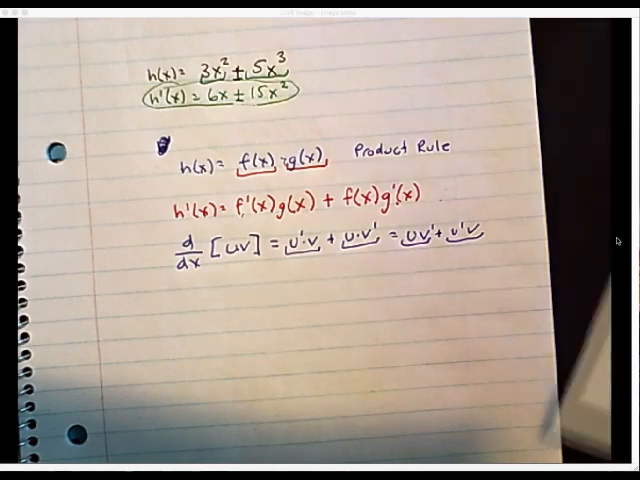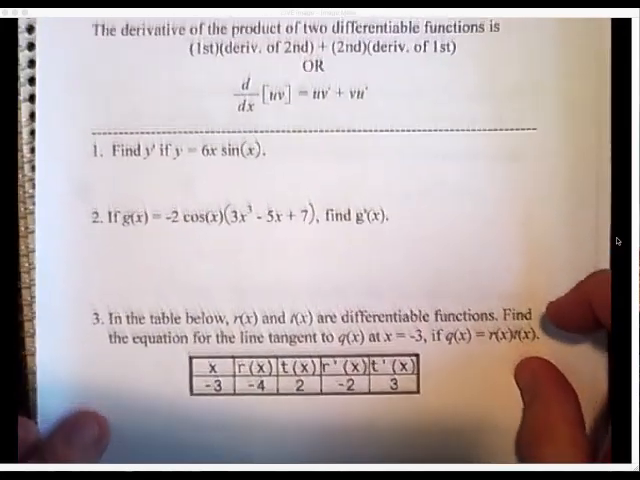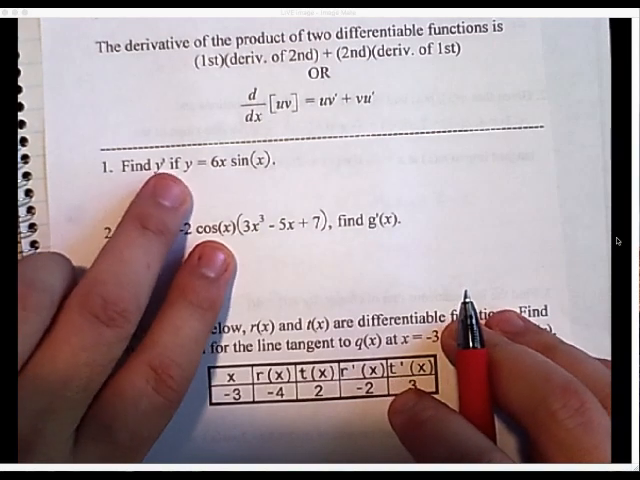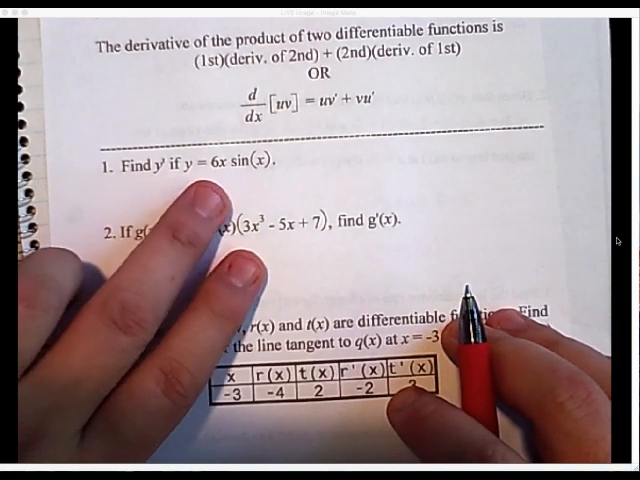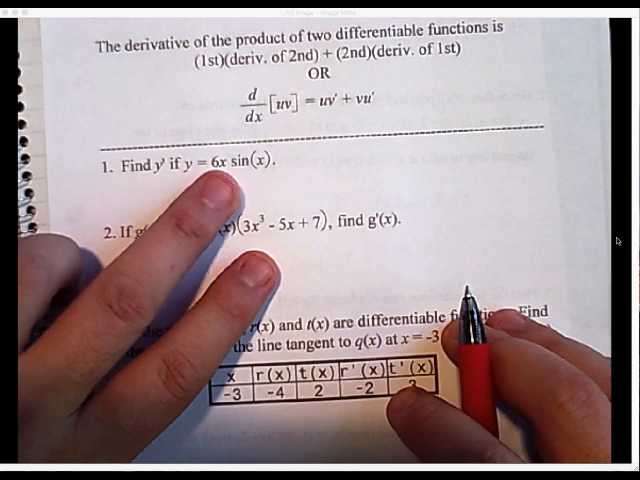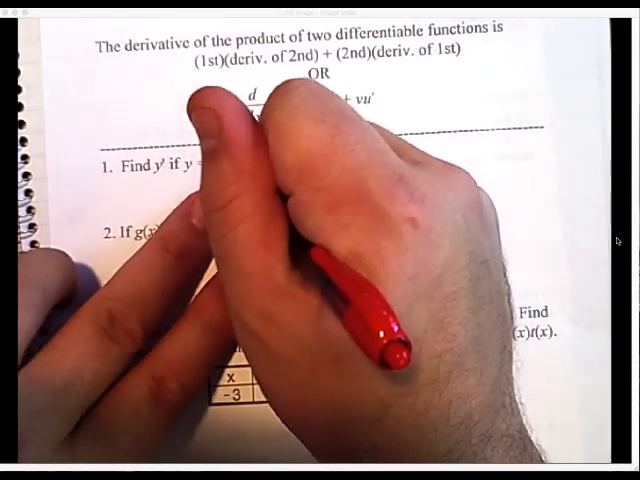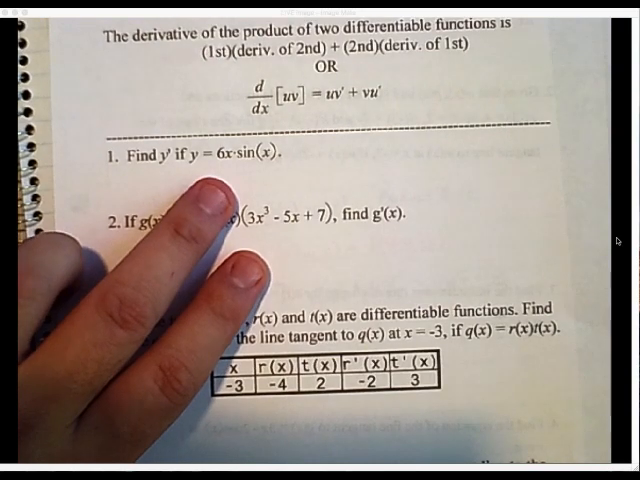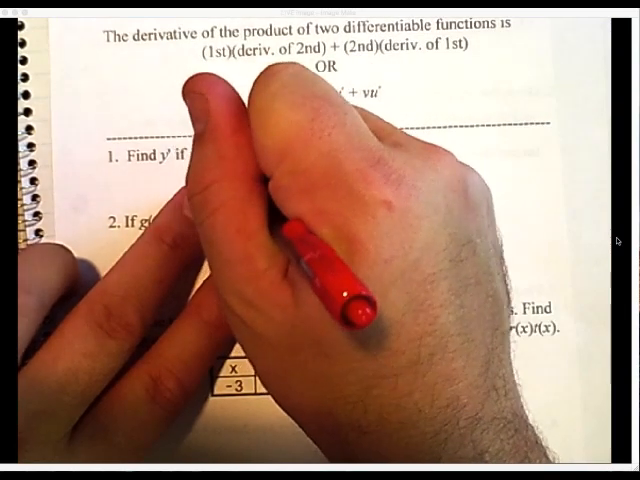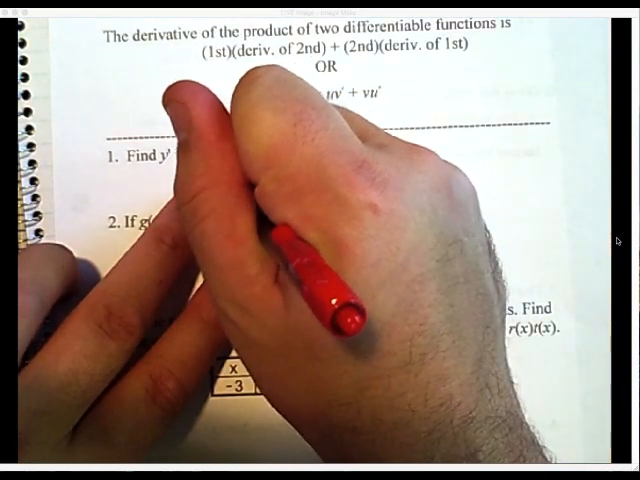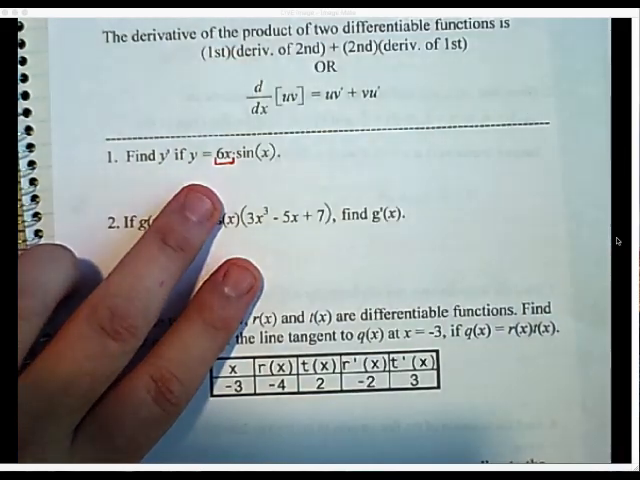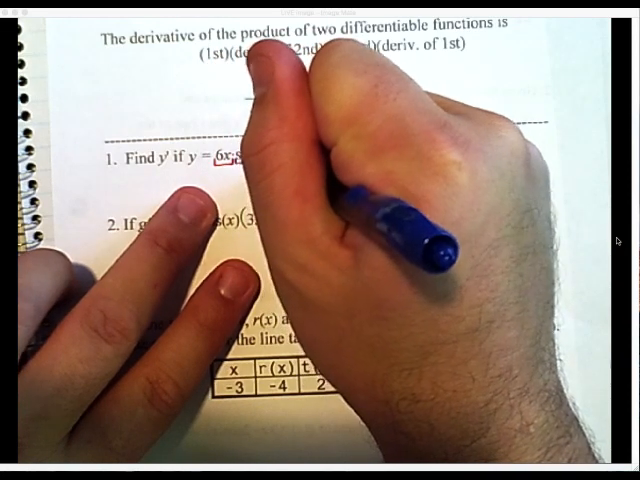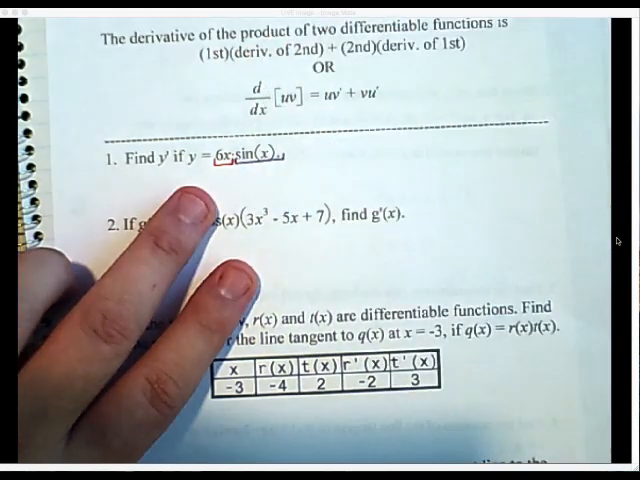So let's look at these problems. It says, number 1, find y prime if y equals 6x sine of x. So here, there's an understood multiplication between the 6x and the sine of x. So what I'm going to do is treat the 6x as the first term of the product, and I'm going to treat the sine of x as the second term of the product.